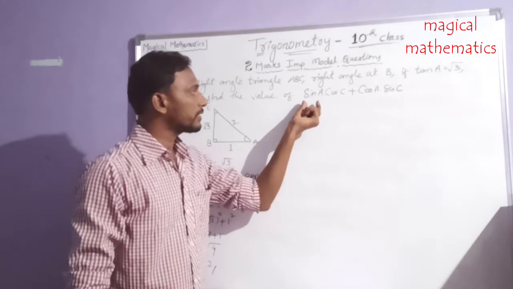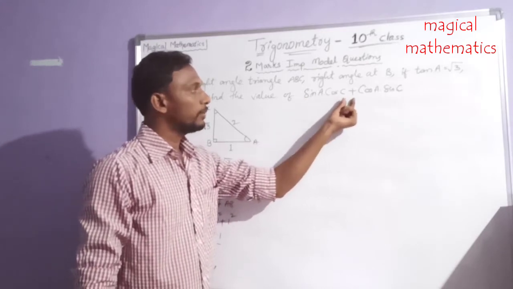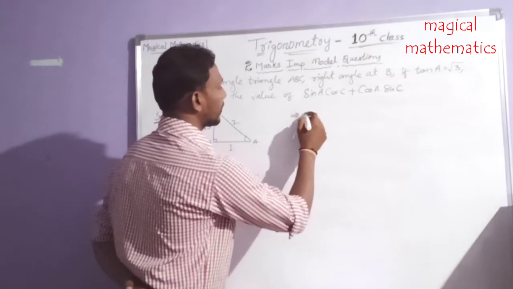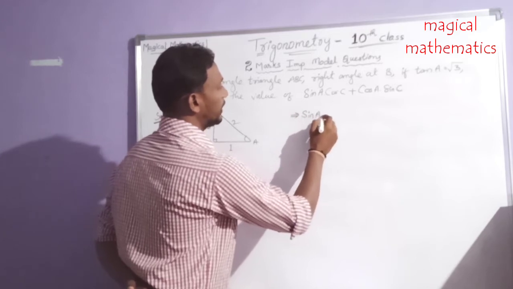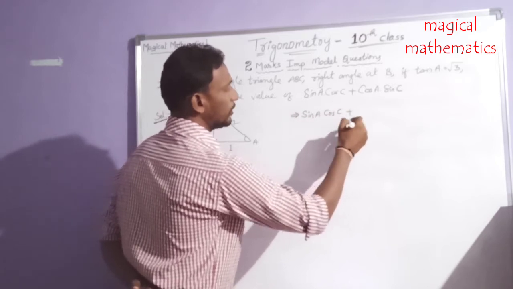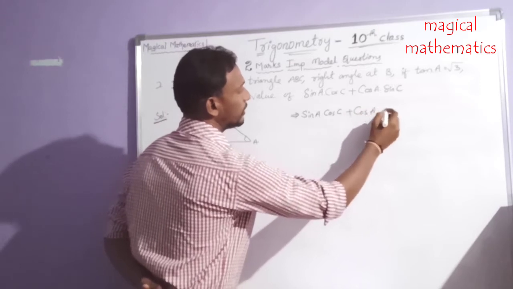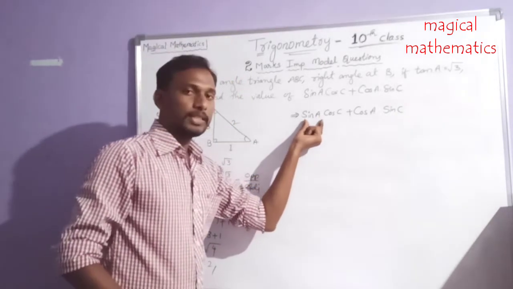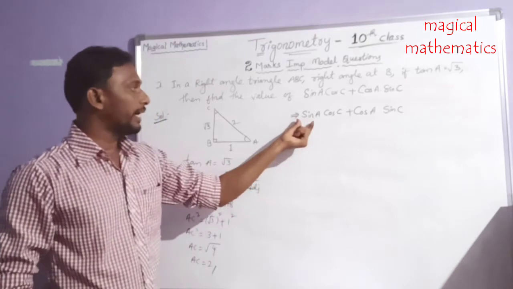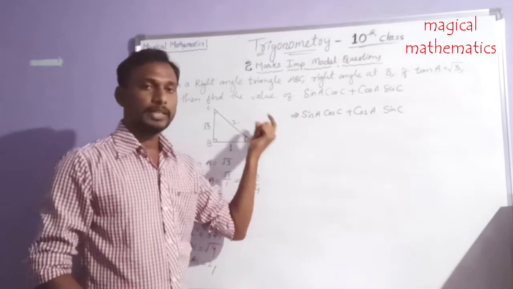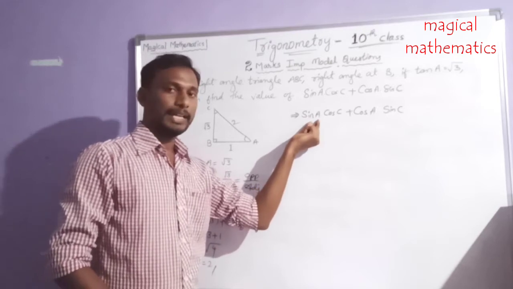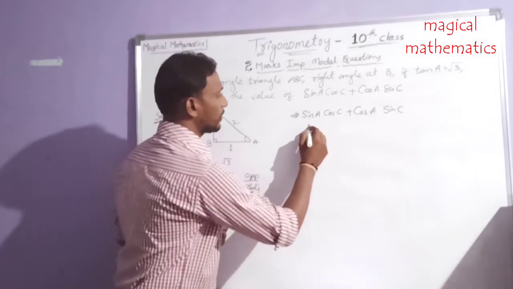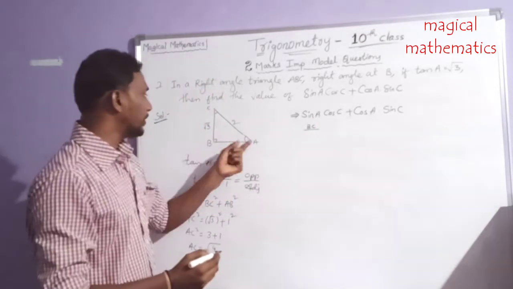Next, what is he asking to find? Sin A into cos C plus cos A into sin C. So let's take that: sin A into cos C plus cos A into sin C. Here the angle A is given. Sin A is nothing but opposite side by hypotenuse, for angle A. For angle A, opposite side is BC. So BC by hypotenuse, which is AC.